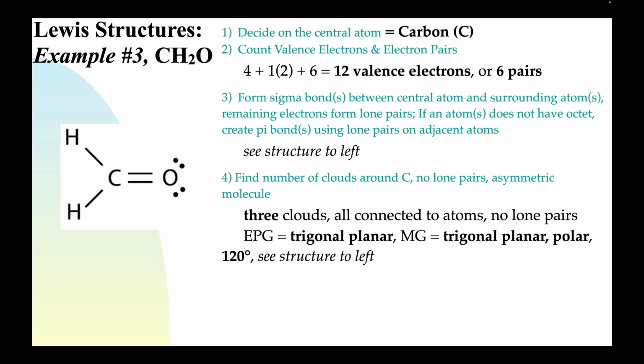So in formaldehyde, carbon is the central atom. When you count the valence electrons, carbon is 4, hydrogen's 1, and there's 2 of them. And you add the 6 from the oxygen, that gives a total of 12 valence electrons, or 6 pairs. So you want to put carbon in the middle, the other atoms around the outside. You start with a single bond to the hydrogens and a single bond to the oxygen. If you have any pairs left over, and you do, you put them on the outside atoms first, and then the inside atoms get them later.